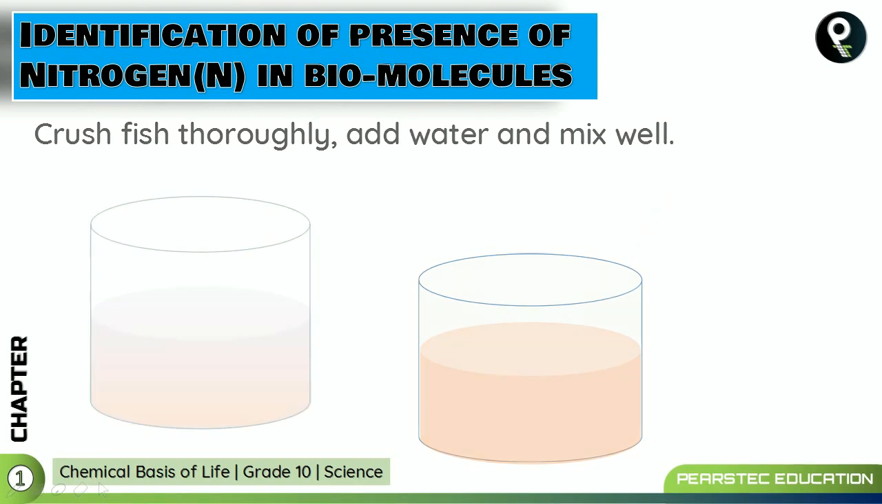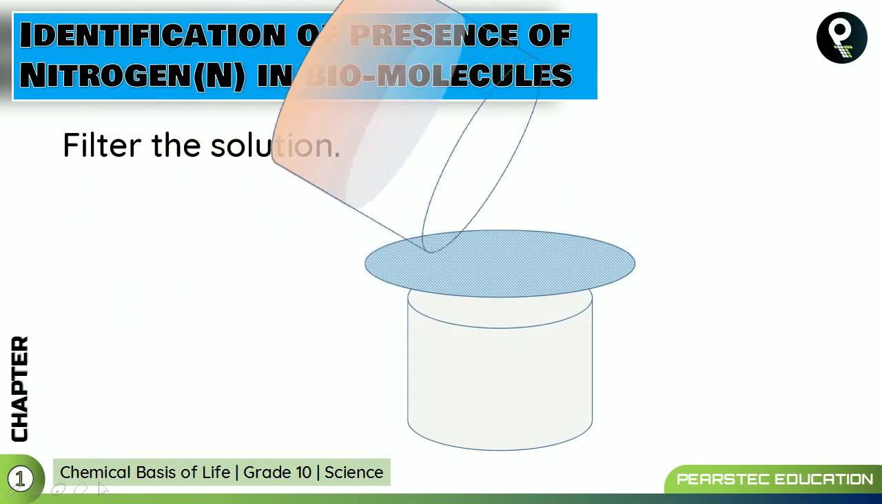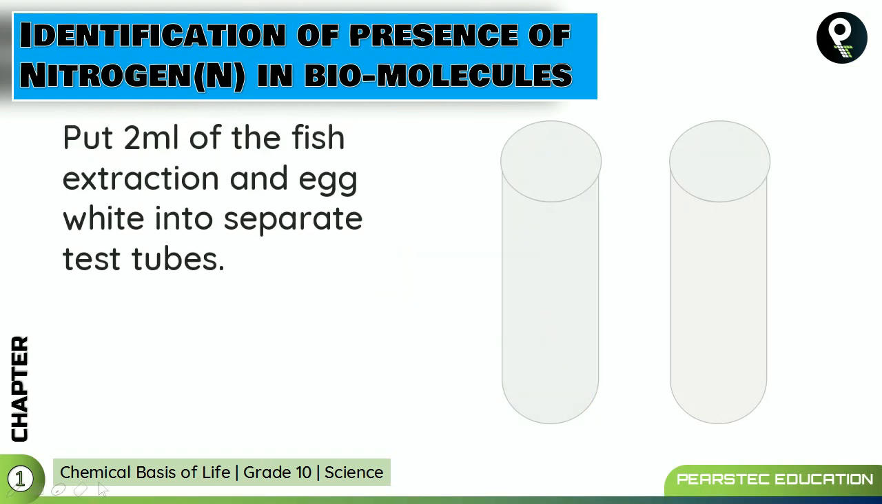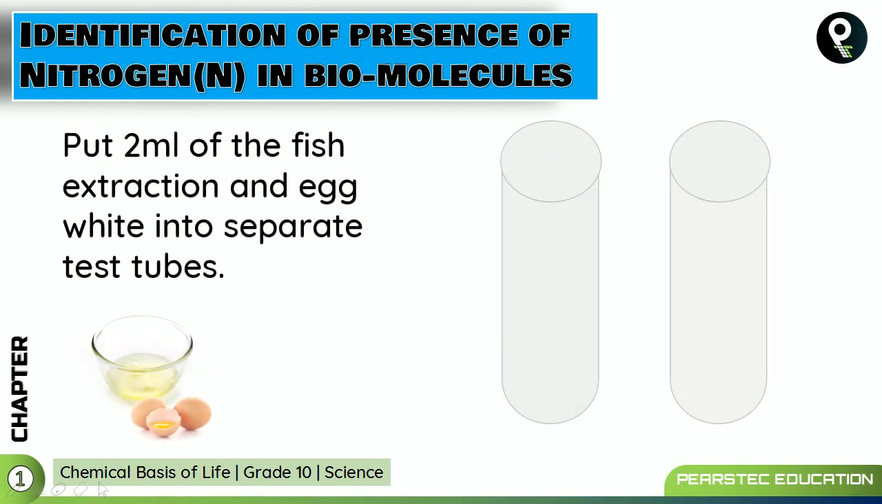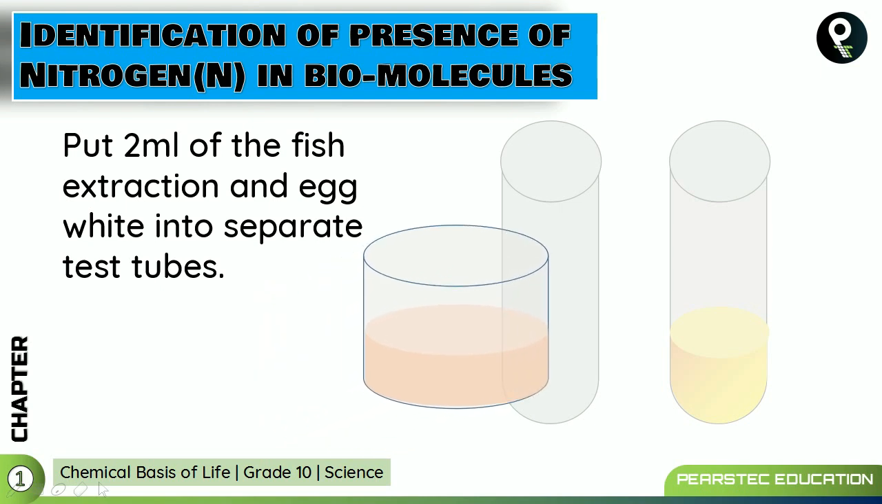After that, what are we going to do? We are taking that solution and filtering it. We are taking another container and taking the filter like that, and we filtered it. Now the filtered fish solution is also with us. Now we are going to put 2 milliliters of fish extraction and egg white into separate test tubes like this. That is the amount that we are going to take, and it is in front of you.